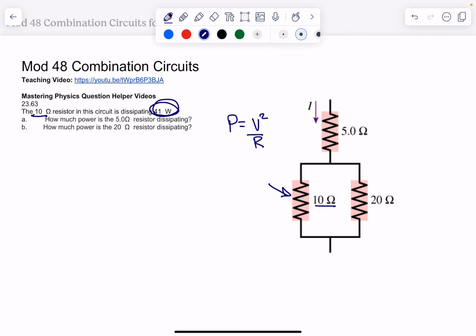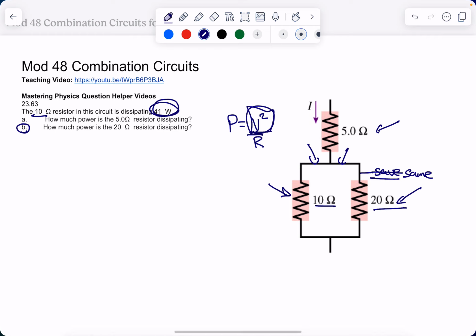So the question is, how much power is the 5 ohm resistor and the 20 ohm resistor? So you're going to solve for the voltage. And actually, you're going to want to answer question B first. Because as you recall, once you find the voltage through a parallel circuit, look at the parallel circuit here, it will be the same. So the V that you find here will be the same V that you get here.